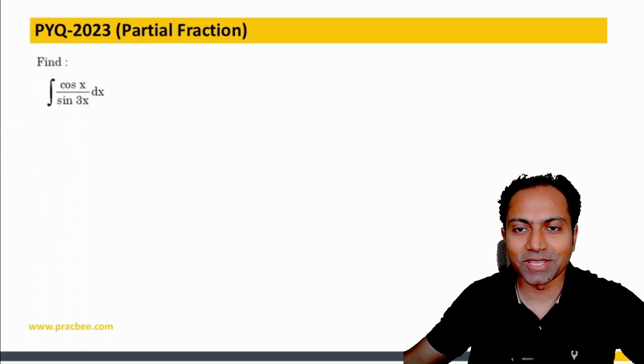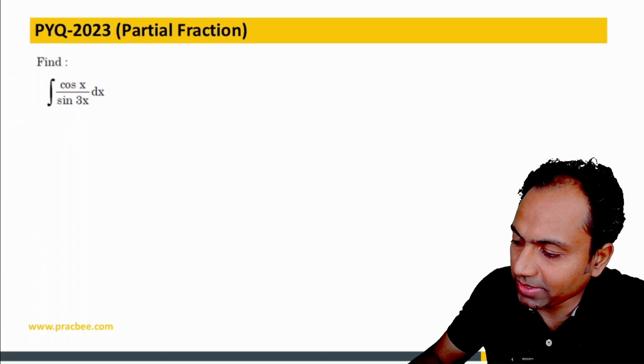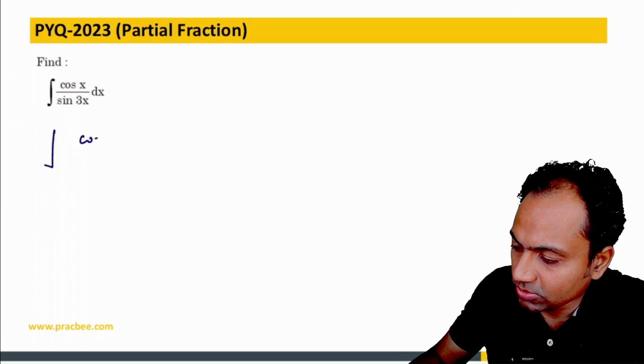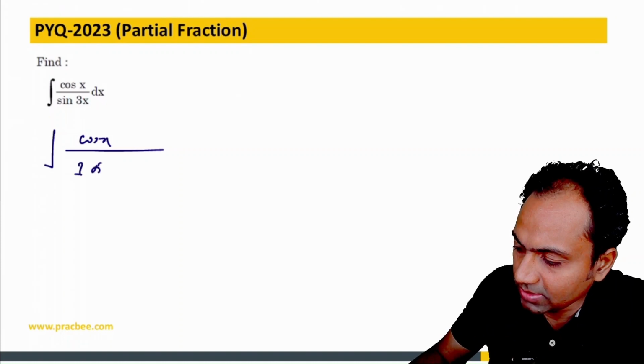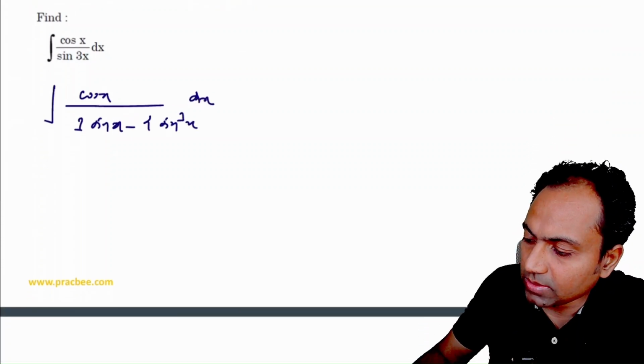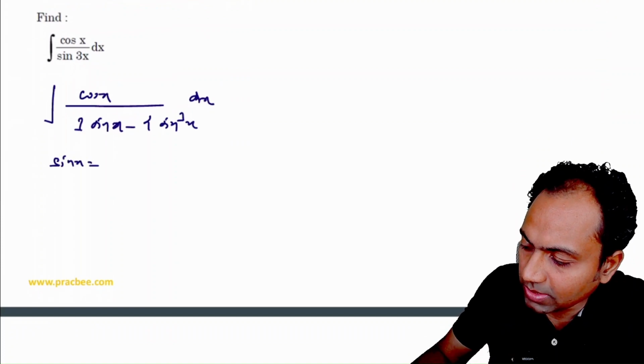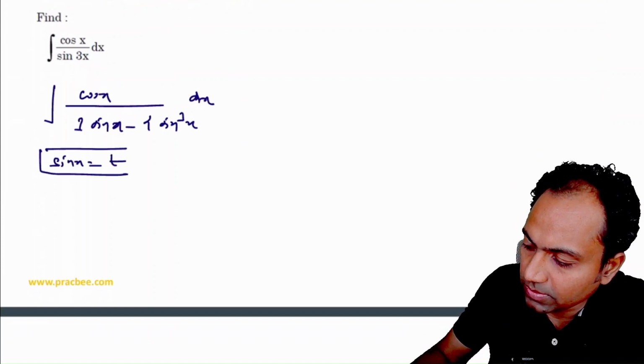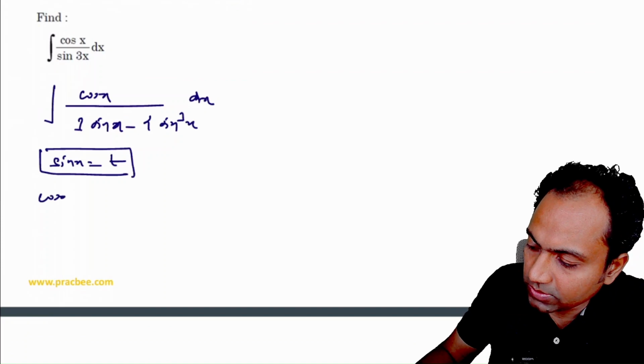Now, this next question is again based on the idea of partial fractions. So what I can do in this question is, this is cos x, that is fine. The denominator can be written as nothing but 3 sin x minus 4 sin cube x dx. So as a result, what we can do is we can put sin x equal to t. And with this substitution, what we get is cos x dx is equal to dt.